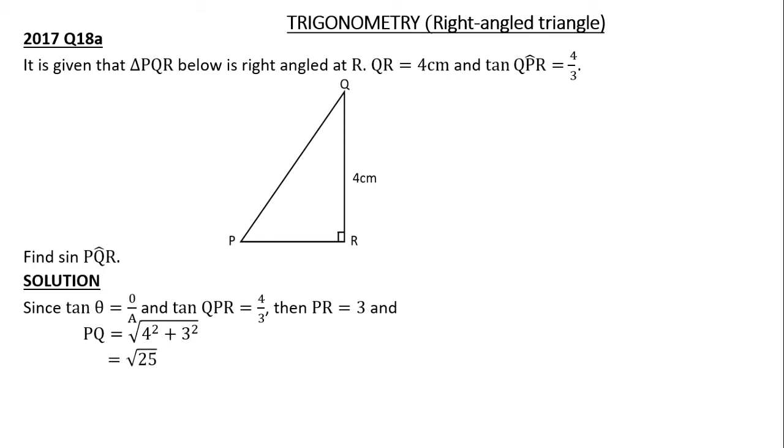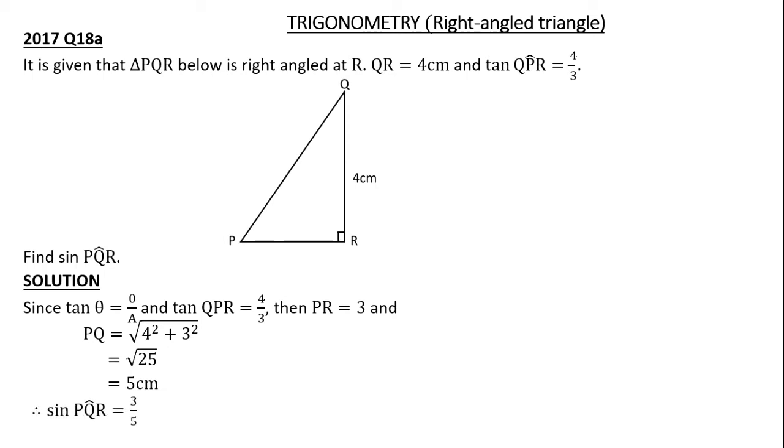Our PQ will be equal to the square root of 25. If you square 4, you get 16. If you square 3, you get 9. 16 plus 9 will give us 25. The square root of 25 is equal to 5 centimeters. Now the question is saying find sine PQR. So where there's PQ, we'll replace it with 5 centimeters.